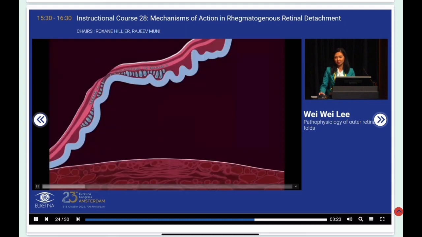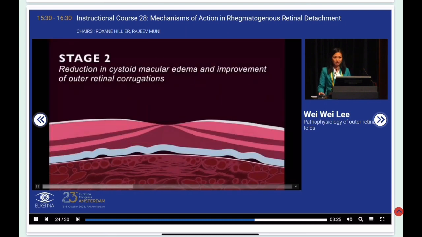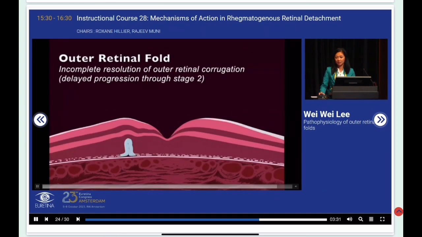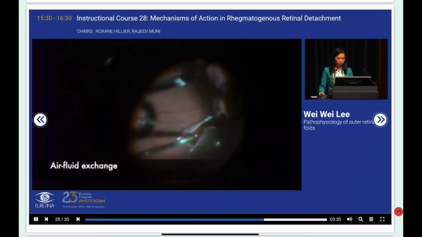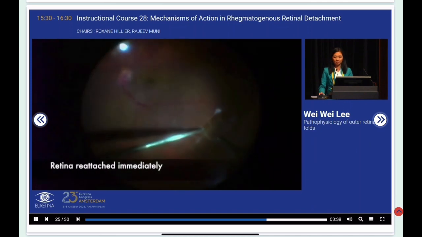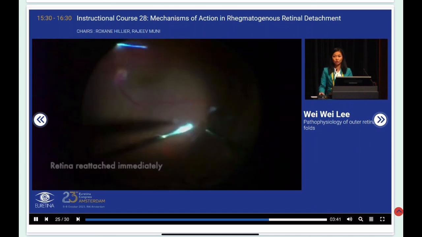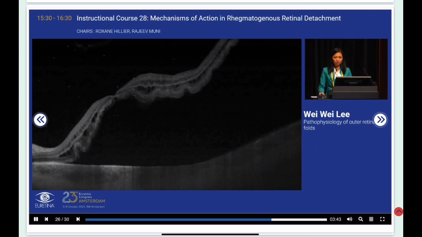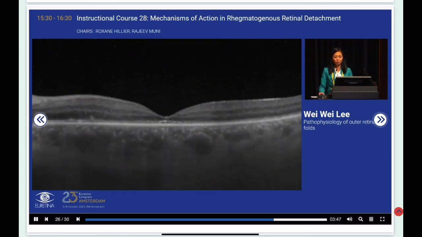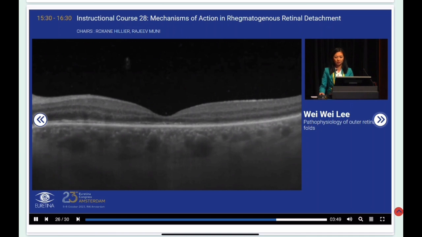So we learned earlier in the staging system that if there is insufficient time for the outer retinal corrugation to resolve in stage 2 before it touches the RPE in stage 3, this can lead to the formation of outer retinal folds. So in the vitrectomy, during air fluid exchange, fluid is actively drained from the subretinal space, and retina is reattached immediately. There is insufficient time for the outer retinal corrugation to resolve before it touches the RPE, leading to the formation of outer retinal folds.